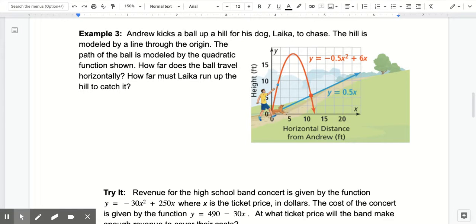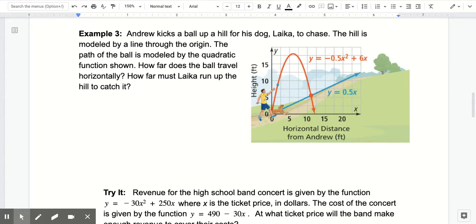For our next example, Andrew kicks a ball uphill for his dog, Leica. I guess that's how we're going to pronounce it. The hill is modeled by a line through the origin. So you can see that here. It's this blue line, y equals 0.5x. And then the path of the ball is this quadratic. That's obviously that. And here's the equation for the quadratic.